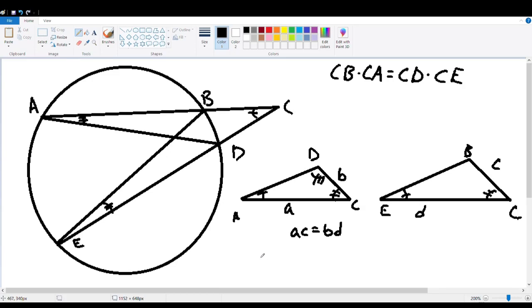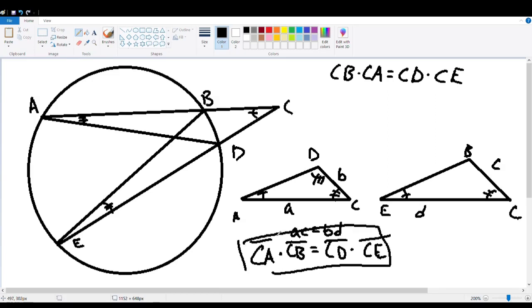So when we plug the sides in, we will see that A, which is AC or CA, times C, which is BC or CB, will equal B, which is DC or CD, times D, which is EC or CE, like this. And that proves the secant power theorem.